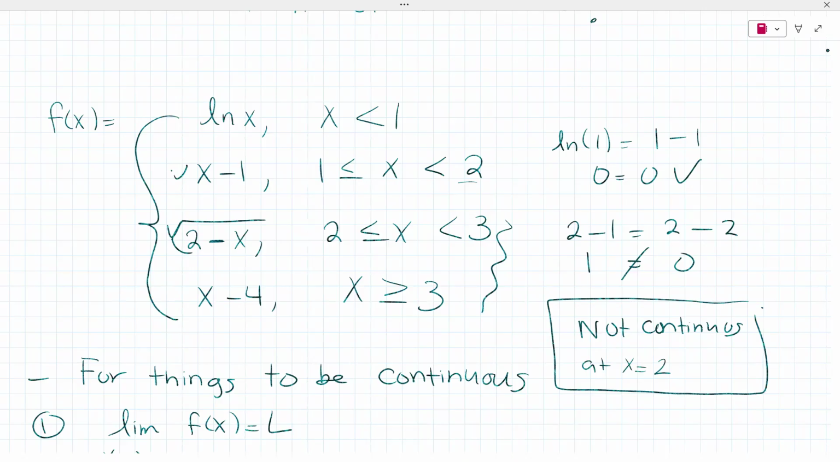Okay, so that's it for this one, and then we'll continue on with the derivative section. I will stop here.